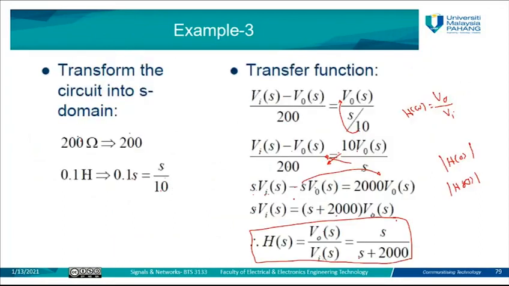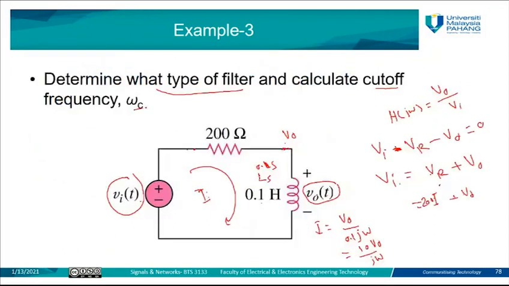He also asked us to find omega C, or the cutoff frequency. So how can we find the cutoff frequency? We need to substitute for the magnitude of H of S here by 1 over square root of 2, or 0.707, as we said before, which is half of the power, or half of the maximum power. Okay.